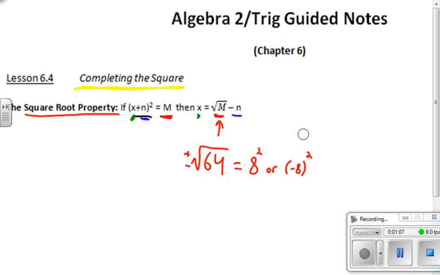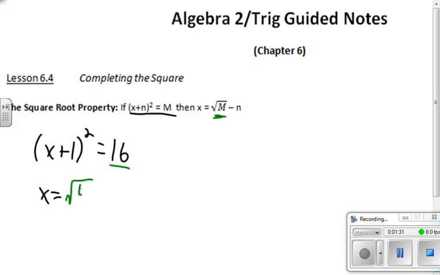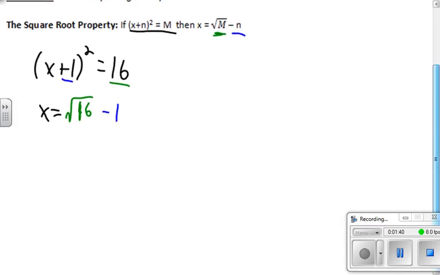I'm going to show you a quick example just so we know where we're going with this. Let's say we had (x + 1)² = 16. So we have it in the form (x + n)² = m. Well, we would say that x equals the square root of 16, minus our n value, so minus 1. So we would say x equals positive or negative 4, minus 1.